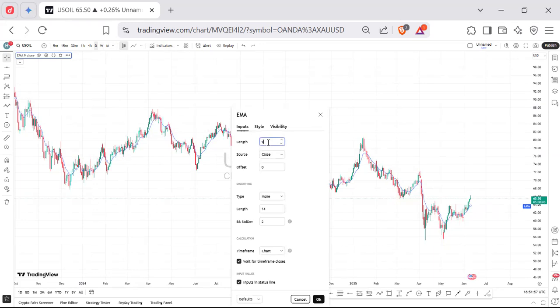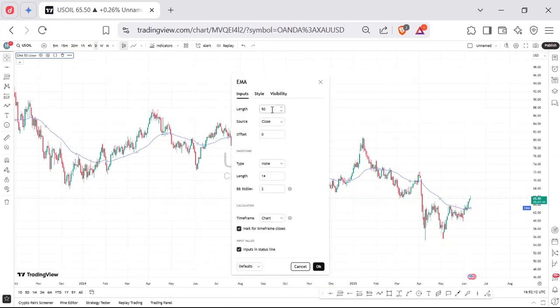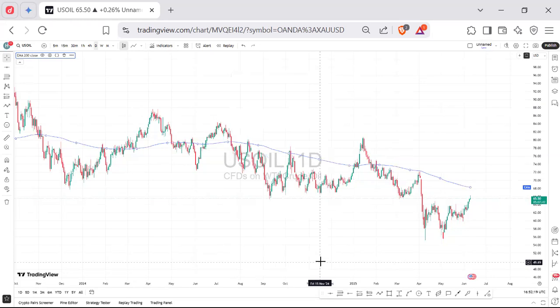Since I'm a day trader, I usually make use of the 50 EMA. I don't use bigger ones, but if you use bigger ones, it shows you a clear trend. Let me show you. The 200 is a bit clearer. The 200 will show you if it's an uptrend or a downtrend, and this shows that it's still on a downtrend.